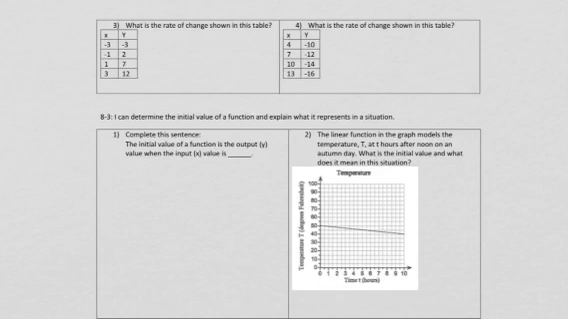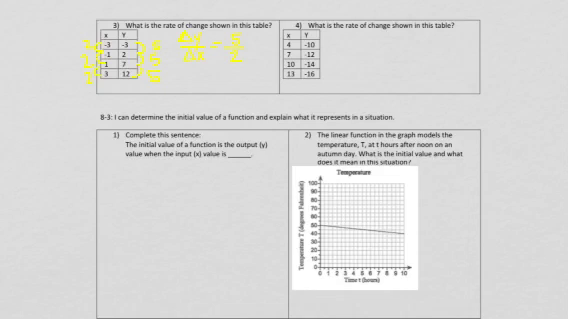For number 3, to find the rate of change in a table, I find the change in y's, so that goes up 5, over the change in x's, which goes up 2. Here it goes up 5, and here it goes up 2. And finally it goes up 5 and up 2. So remember, it's the change in y's over the change in x's. So that's why it's 5 over 2. Several students put 2 over 5 instead.